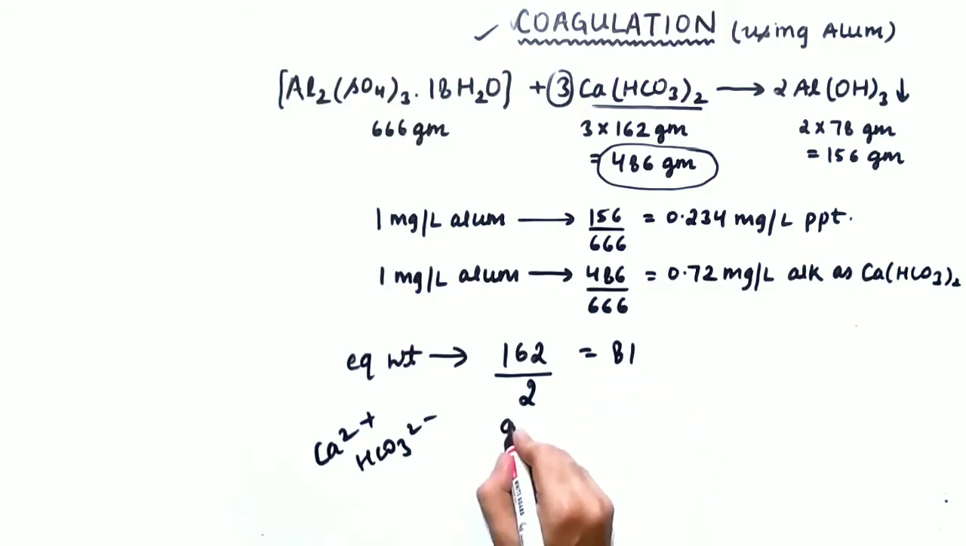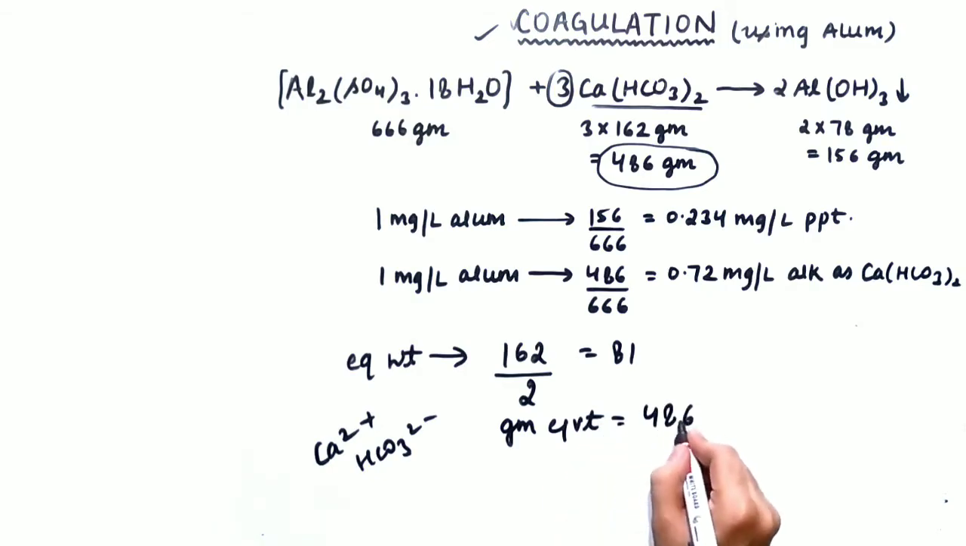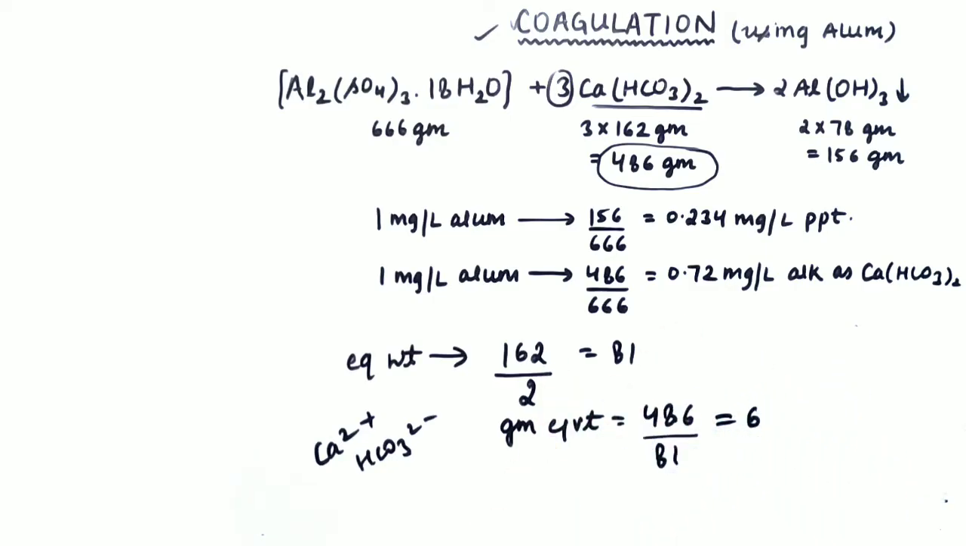Now you have to convert this into gram equivalent or the number of equivalents. So how can you do this? By 486, the given weight, divided by the equivalent weight, 81. So this will result in 6. Now this is the number of equivalents. So this number of equivalents of Ca(HCO3)2 is equal to the number of equivalents of CaCO3. Now to get the given weight of CaCO3, you have to multiply this 6 by the equivalent weight of CaCO3. What is the equivalent weight of CaCO3? It is 100 divided by 2, where 100 is the molecular weight of CaCO3 and 2 is the valency. So this will come out to be 300 milligram per liter.